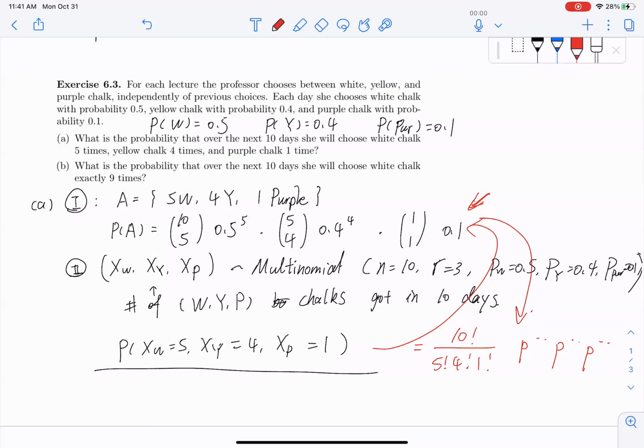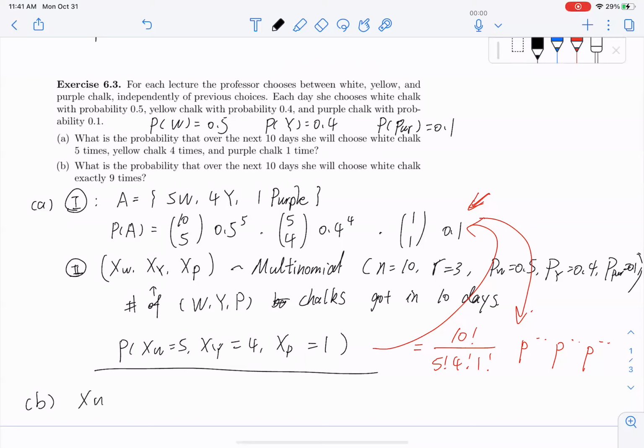Okay, so this is a practice of the multinomial distribution. But if you can get it by the first solution, that's also fine. Okay, I forgot part B. What's the probability that in the next 10 days she chooses white chalk exactly 9 times?